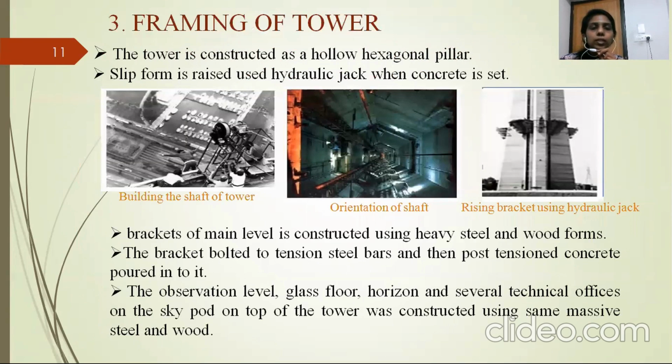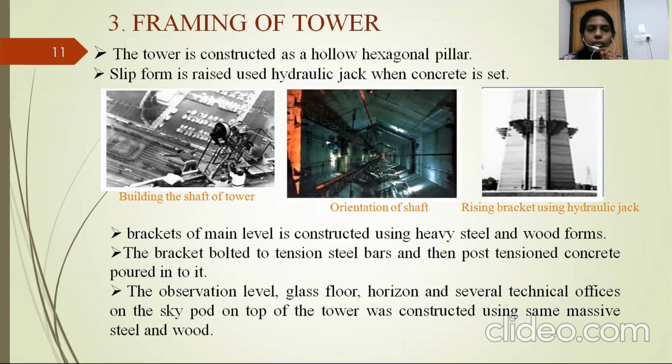The CN Tower was constructed in the form of a hollow hexagonal pillar. The other features like stairs and escalators are all attached to this pillar, and it was constructed by using the slip form technique. Heavy molds of steel and wood were used for this construction, and cast in situ concrete was used for this method.